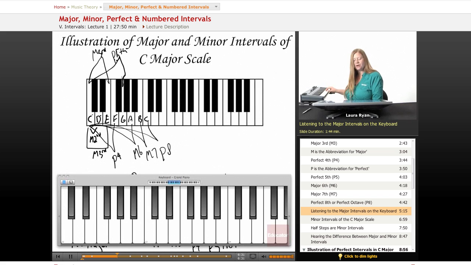Second, third, 1, 2, 3, fourth, 1, 2, 3, 4, fifth, 1, 2, 3, 4, 5, sixth, major sixth, 1, 2, 3, 4, 5, 6, seventh, major seventh, 1, 2, 3, 4, 5, 6, 7, 8. Octave, perfect octave. Okay, those are major and perfect. Let's talk about minor intervals.